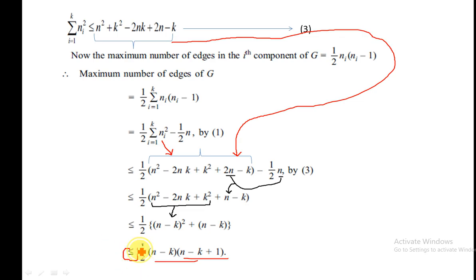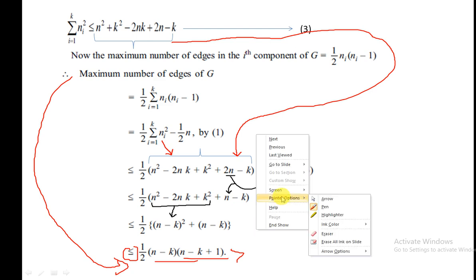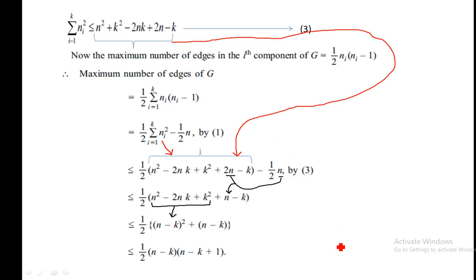What is meant by this less than or equal term? That is the maximum we can draw, the right hand side only. After that we can't draw more edges than this. So the maximum number of edges is nothing but (N minus K) into (N minus K plus 1) divided by 2. It is the most important theorem.